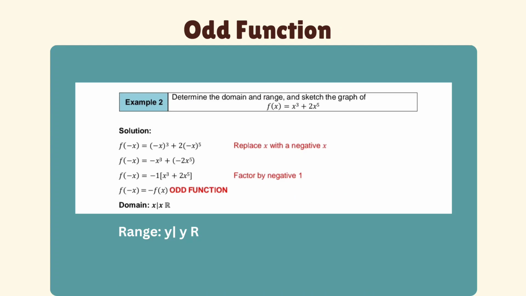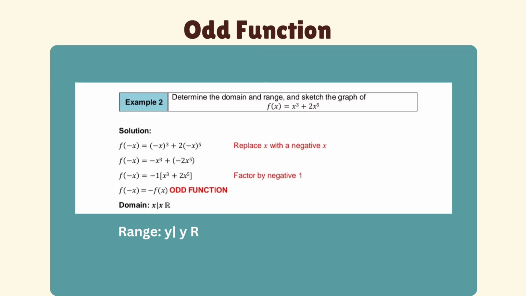Next is the odd function. For a real valued f(x), when the output value of f(-x) is the same as the negative of f(x), for all values of x in the domain of f, the function is said to be an odd function. So the form of an odd function is f(-x) = -f(x) for all values of x. To understand the graph of an odd function, let's have an example.